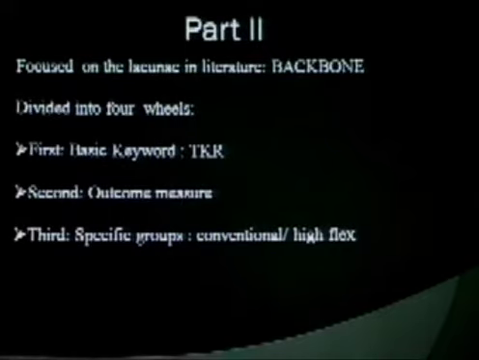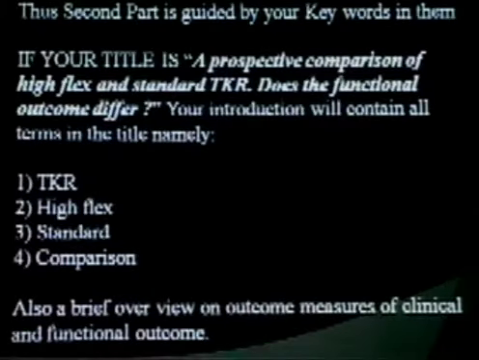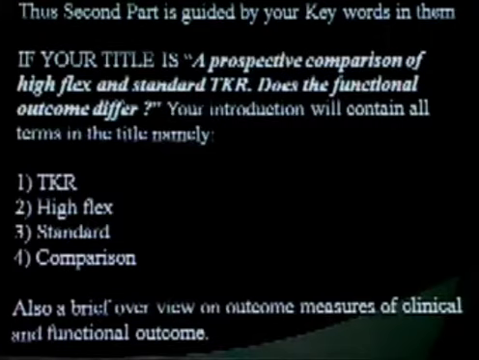The specific groups are conventional and high-flex, and the comparison part. So the thesis is mostly on the comparison of high-flex and conventional. So these will be the 4 parts of the middle paragraph of your introduction. As the title is, prospective comparison of high-flex and standard TKR, does the functional outcome differ? Your introduction will contain all the terms: high-flex, TKR, standard and comparison. Also a brief overview of outcome.